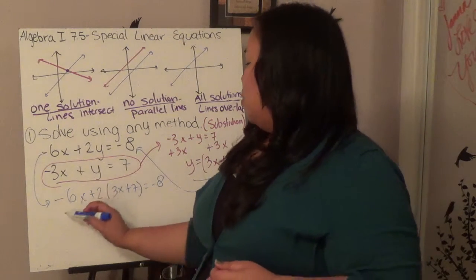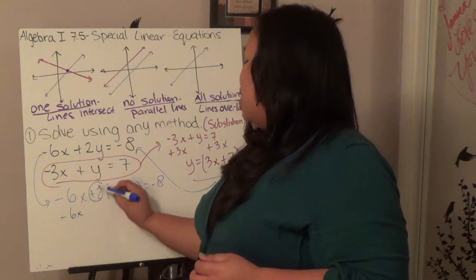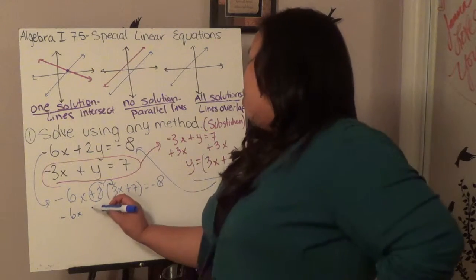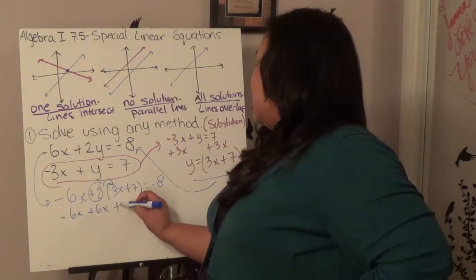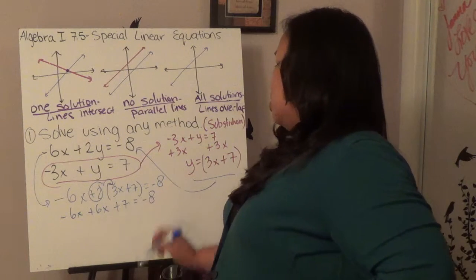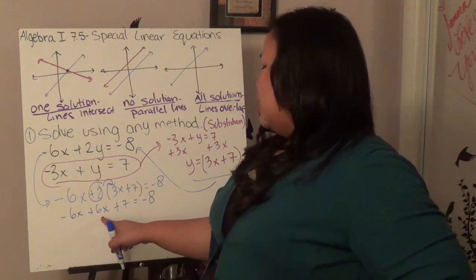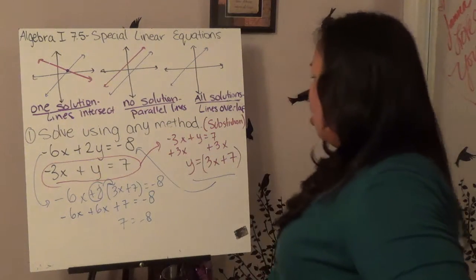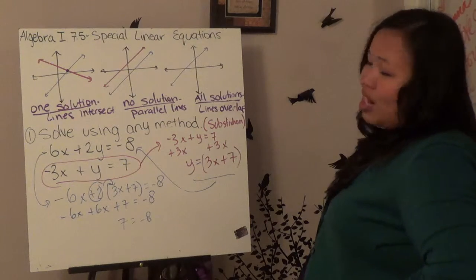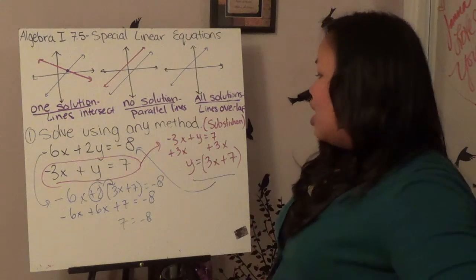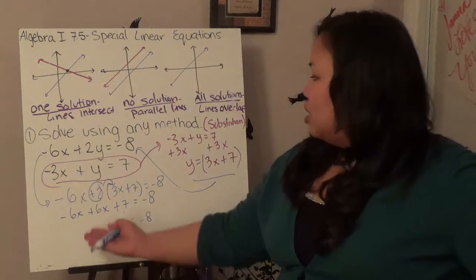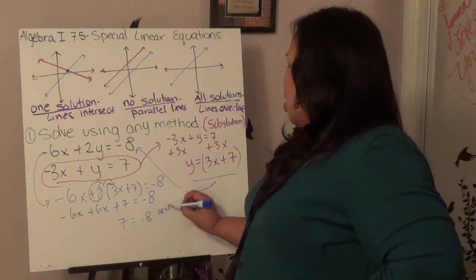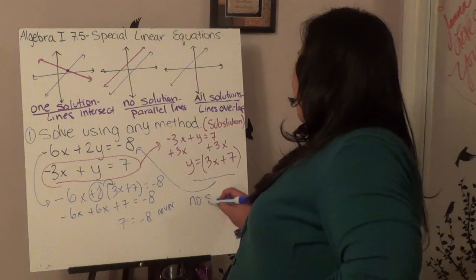Okay? I'm going to bring negative 6x down. I'm going to take positive 2 and distribute it. Remember those parentheses, you always need to distribute. So I have plus 6x plus 14 equals negative 8. Negative 6x plus 6x cancels out to 0. I end up with 14 equals negative 8. Well, when will 14 equal negative 8? Never. And I got rid of the x because they canceled each other out. So what that means is I'll end up with no solution.